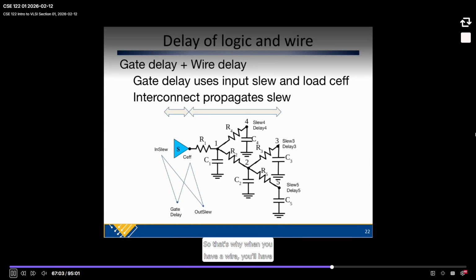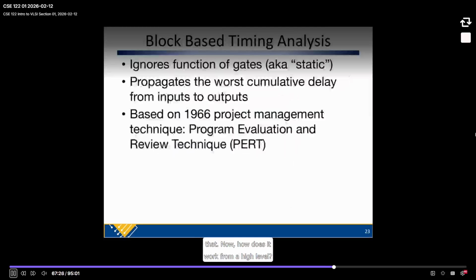So that's why when you have a wire, you'll have pins for these outputs of a wire as well as the input. You could actually have internal pins too in the static timer. But that's why, in the graph I showed up here, for a multi-fan out wire, you have multiple pins like that. Now, how does it work from a high level?